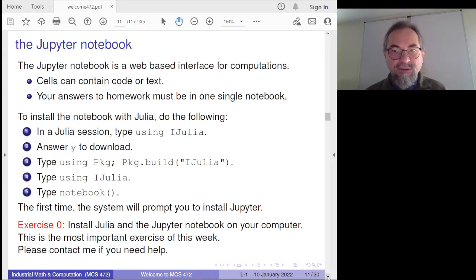If you have not taken MCS 320 or MCS 471, then at this point this is a lot to take in. Jupyter, if I haven't explained this, stands for Julia, Python, and R. So we are evolving towards a more language agnostic computing environment. So Jupyter, Julia, Python, R, and many others.